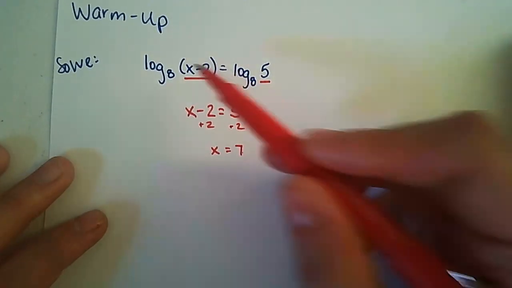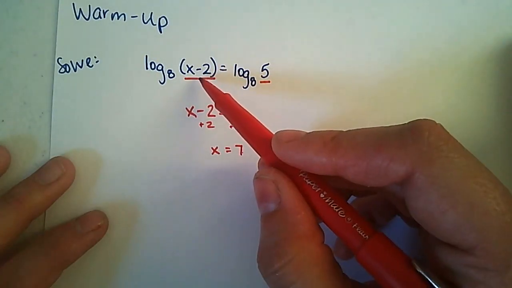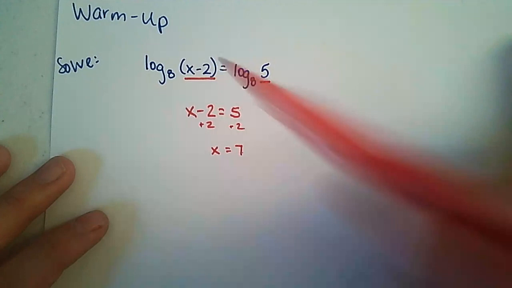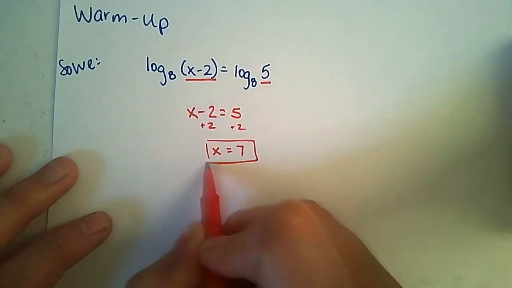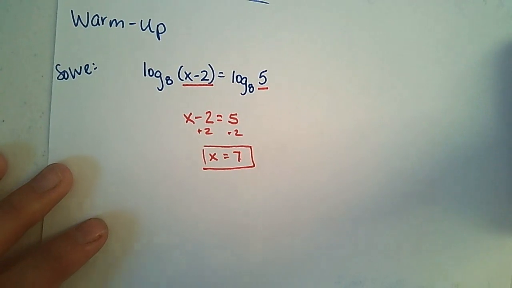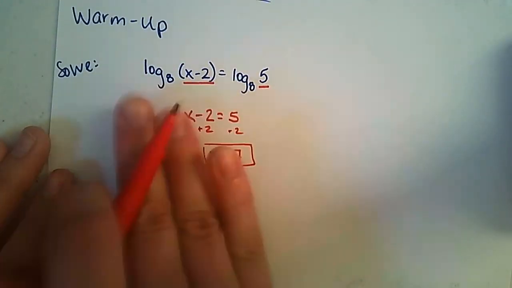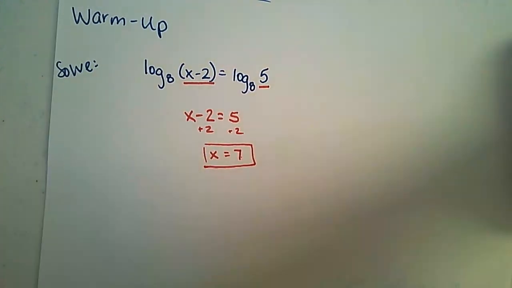Again, though, I need to plug it in and check to make sure that arguments are going to stay positive. So 7 minus 2 is 5, which is a positive number. So I'm okay with this as a solution. So again, notice every single piece has a log. And once a log equals a log, we can set the arguments equal to each other. All right, so let's get to that harder stuff, right?